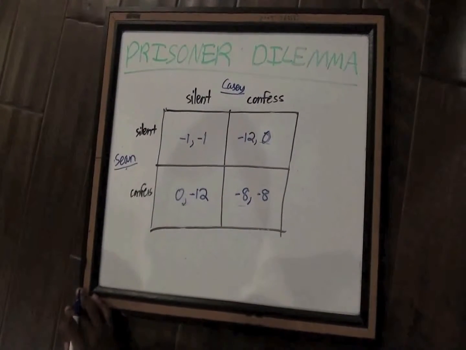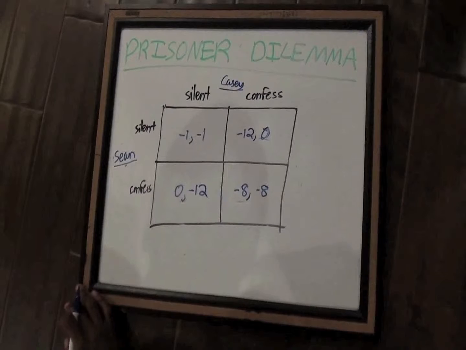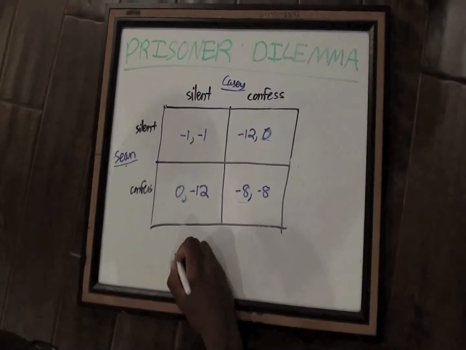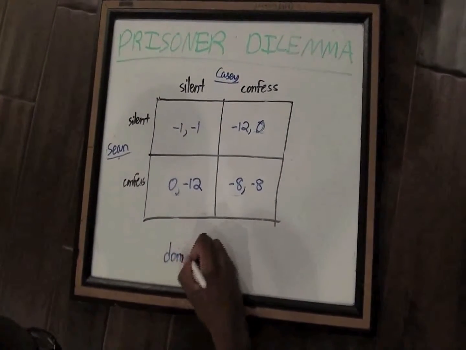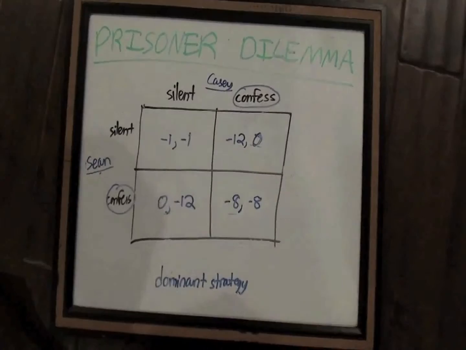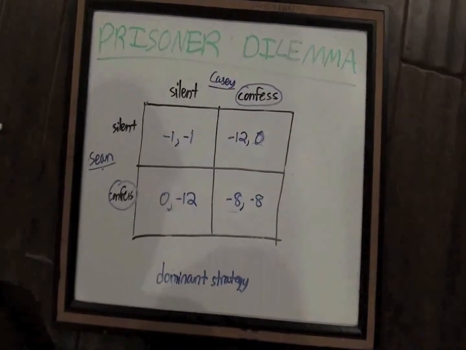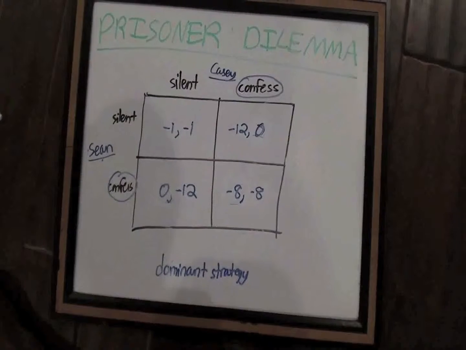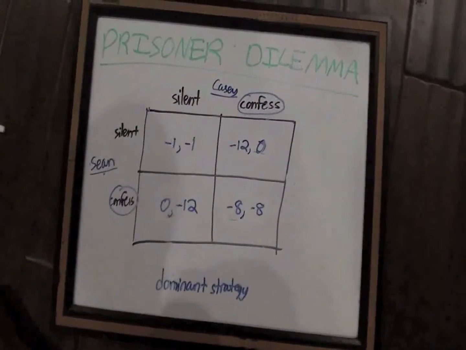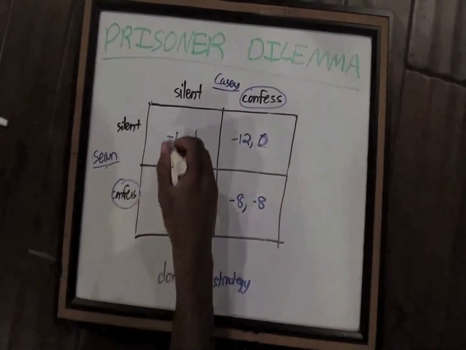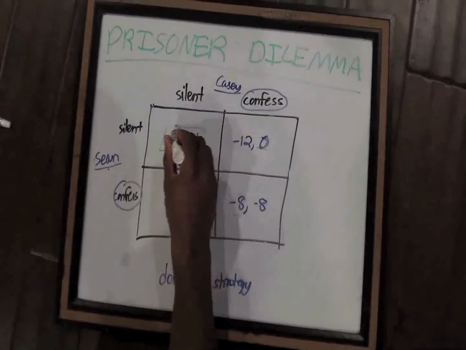The strategy that benefits a player regardless of their opponent's choice is known as a dominant strategy. In this case, the dominant strategy is for both players to confess. The prisoner's dilemma is unique in that while the dominant strategy of the individual is to confess, both players will mutually benefit more if they remain silent.